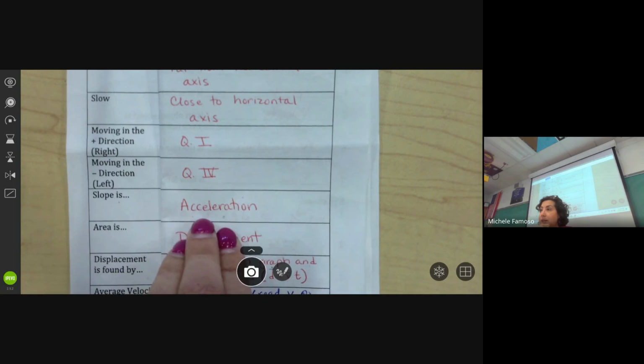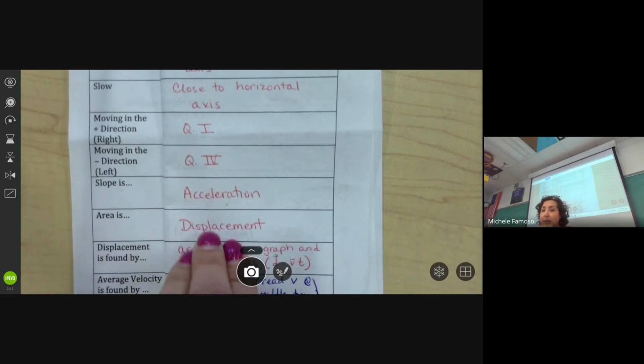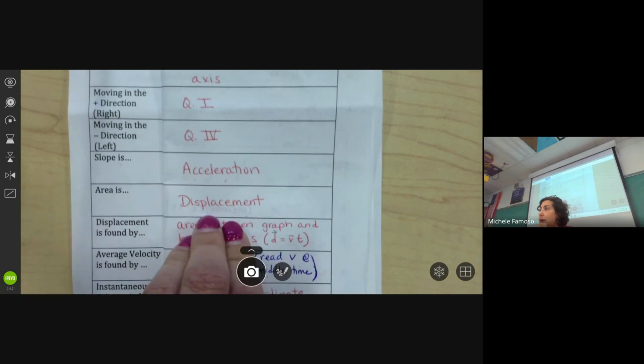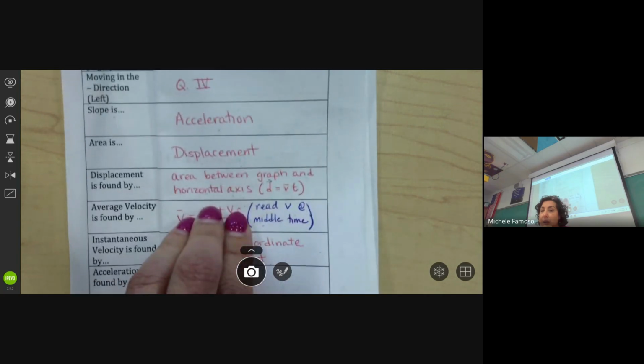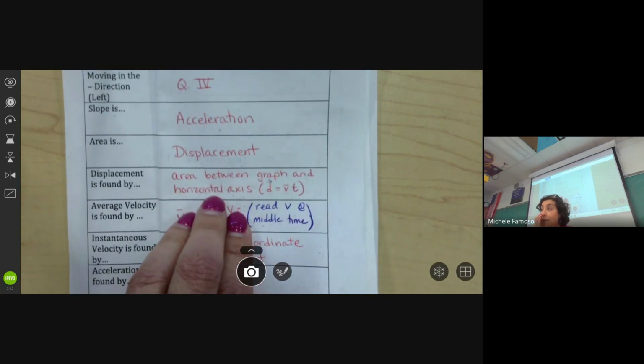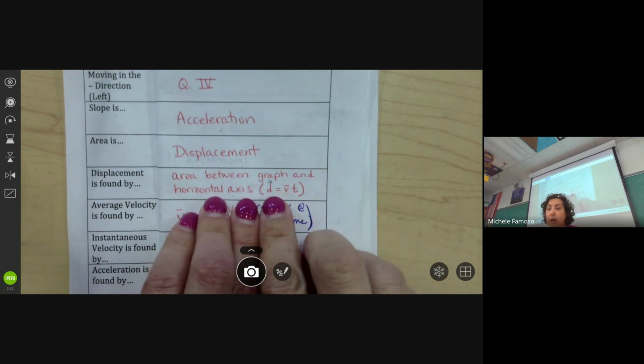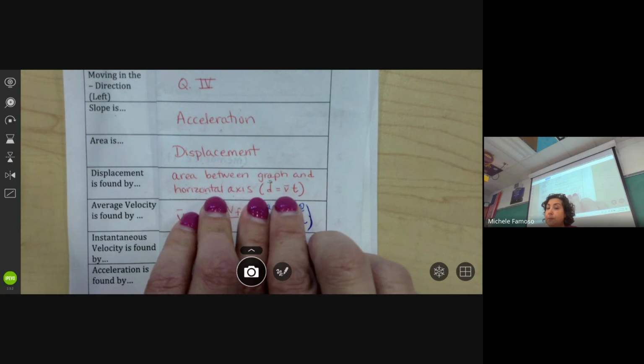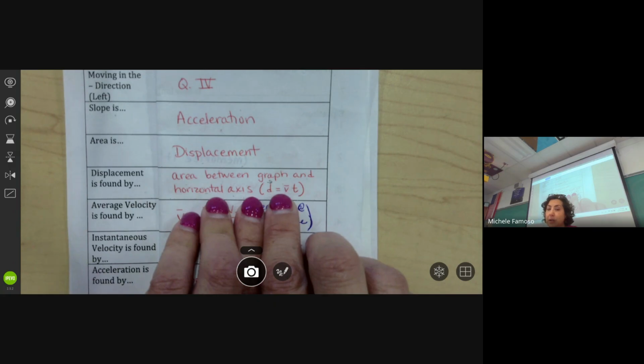The slope represents the acceleration of the object. If you're calculating an area, you're looking at the displacement. You can find the displacement on the graph by looking at the area between the graph and the horizontal axis. Another way to do it, using the kinematics equations, is to start with V bar is d over t, so d is V bar t. You could take the average velocity, which we'll talk about how to find on your graph, and multiply it by the time interval, and that will also give you the displacement.